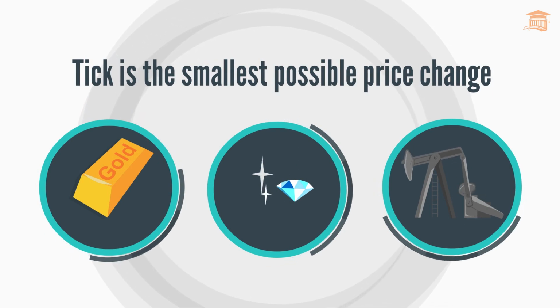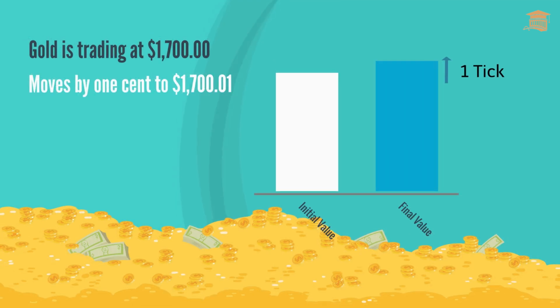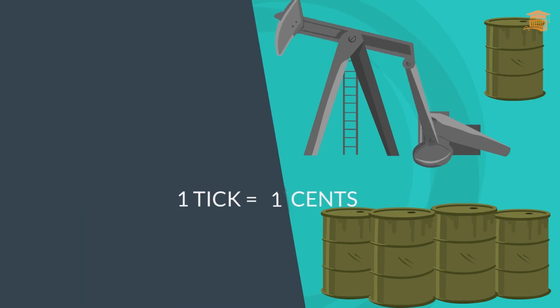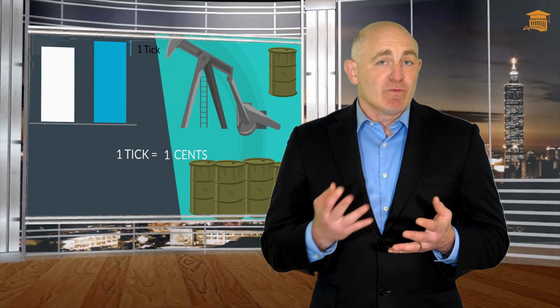For example, if an ounce of gold is trading at $1,700 and moves by 1 cent to $1,700.01, we say that the gold market moved by 1 tick. If a barrel of crude oil is trading at $60.05 and moves to $60.06, again, we say it moved by a tick. In both cases, since we price the commodity in dollars, 1 tick equals 1 cent.